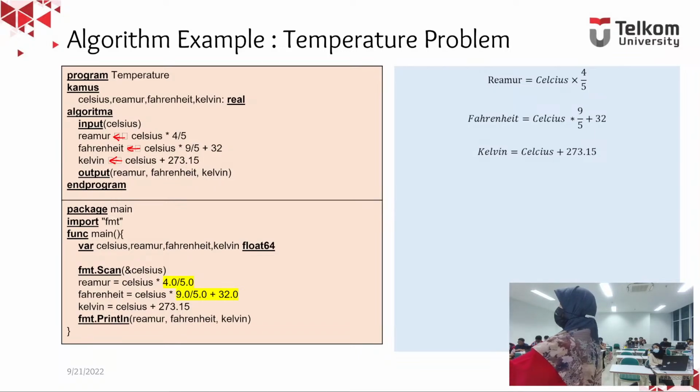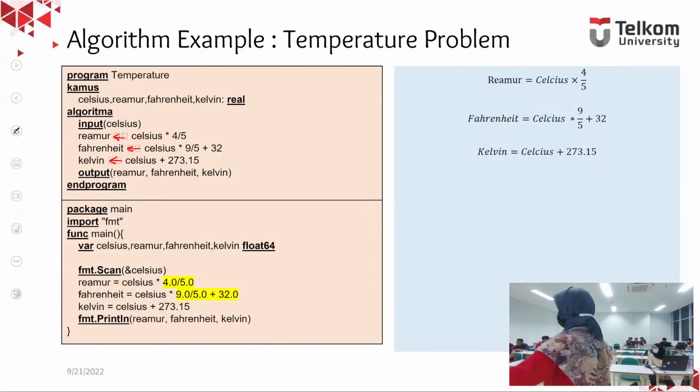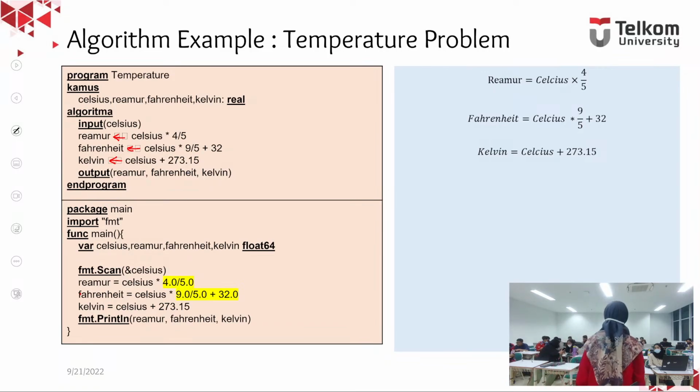Celsius, Reamur, Fahrenheit, and Kelvin using the float64 data type. Okay. And then we need to take input, right? We need to take input. The variable is Celsius here for the input, and then to convert to Reamur, Fahrenheit, and Kelvin, this is the formula. Plus, we need to print it out to the monitor. Okay. Any questions for this temperature conversion?